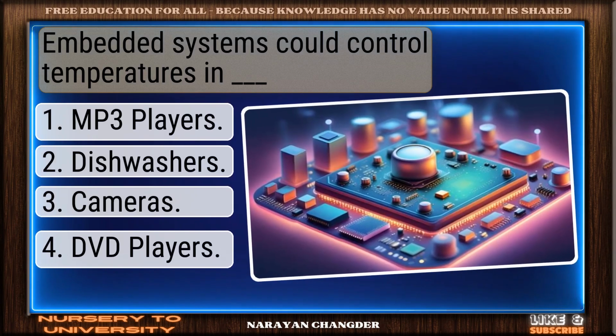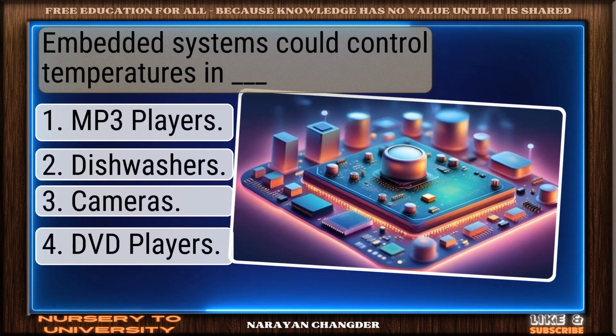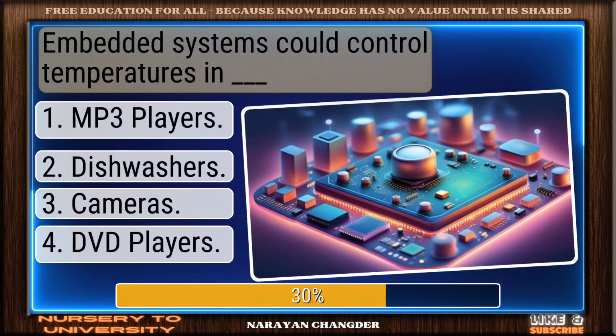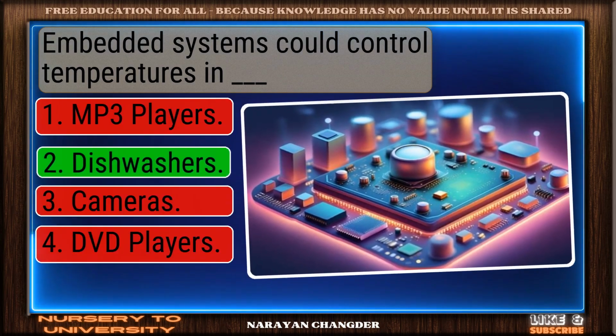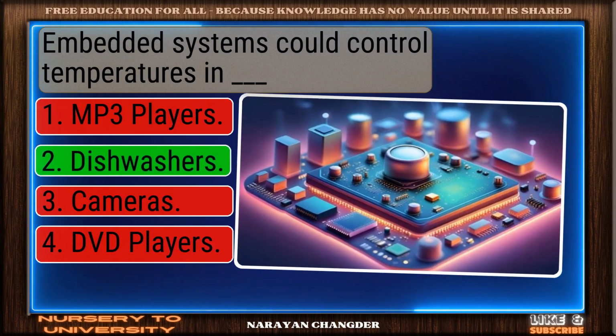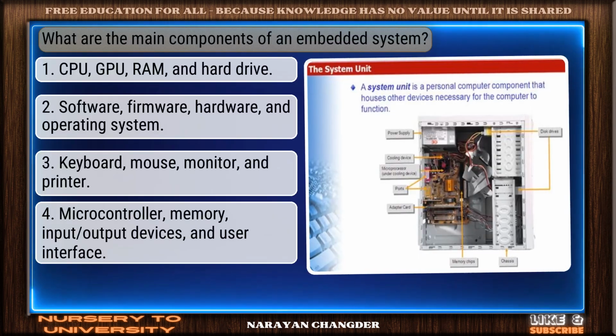Question number 23. Embedded systems could control temperatures in dash. Excellent. Dishwashers is a brilliant choice.